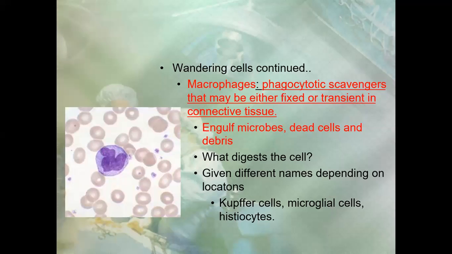This is a cell slide. Here we got a macrophage. These are what red blood cells or erythrocytes look like. And then these are thrombocytes. These are little platelets, the little tiny purple dots.